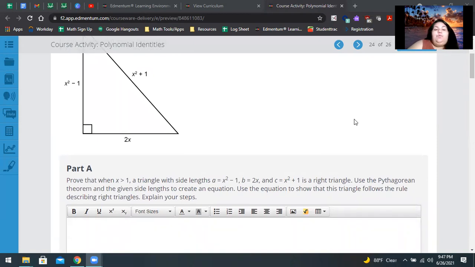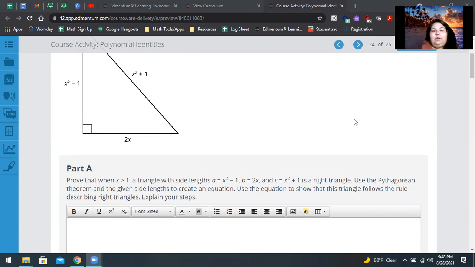It says prove, when x is greater than 1, as long as x can't be 0 for us because then there's no measurement. So it has to be greater than 1 and stay positive. A triangle with the side lengths a is x squared minus 1, b is equal to 2x, and c is equal to x squared plus 1 is a right triangle. Use the Pythagorean theorem on the given side lengths to create an equation. Use this equation to show that this triangle follows the rules describing right triangles.